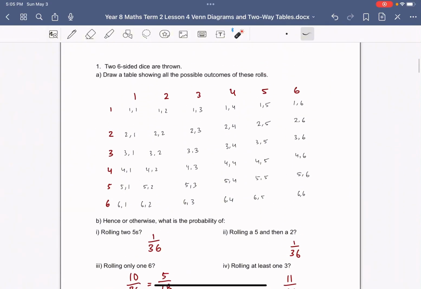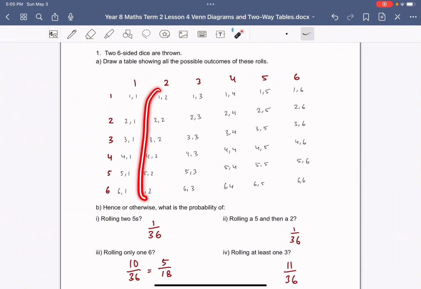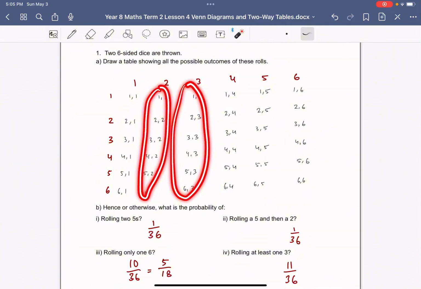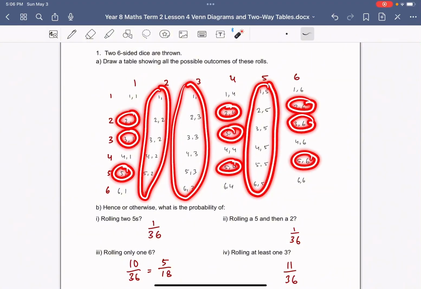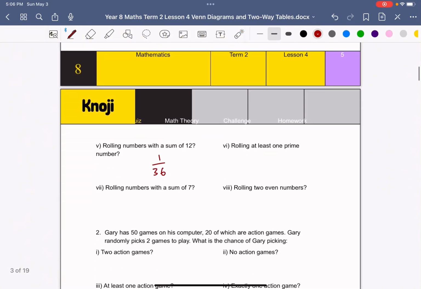Rolling at least 1 prime means I'm going to go 2, 3, and 5. And then also these values over here. So we can also go horizontal, 1, 2, and then also for the 5s. That gives me 27 total outcomes out of my 36. 27 out of 36, which simplifies down to 3 over 4. So I can either roll a 2, a 3, or a 5.